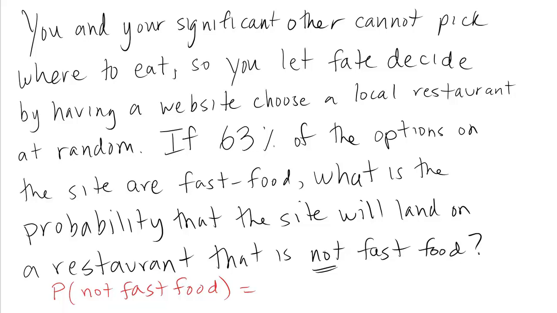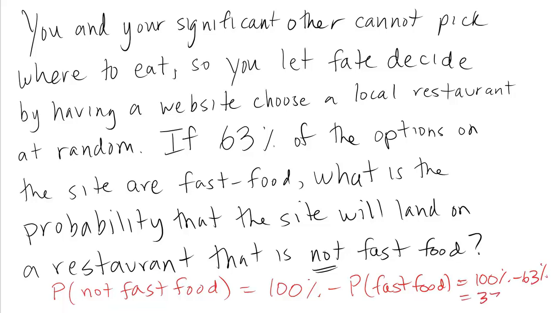I'm going to use that same complement rule, but because the probability was given as a percent, I would think of this as a percent problem. So I would do 100% minus the probability that it's fast food. That's 100% minus 63%, which is 37%. Same idea, but rather than converting the percentage to a decimal or a fraction first so that I could use the standard version of the rule, I just converted the 1 to 100% and then subtracted the percents.